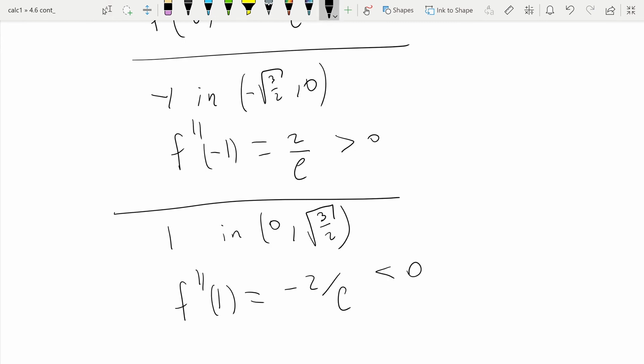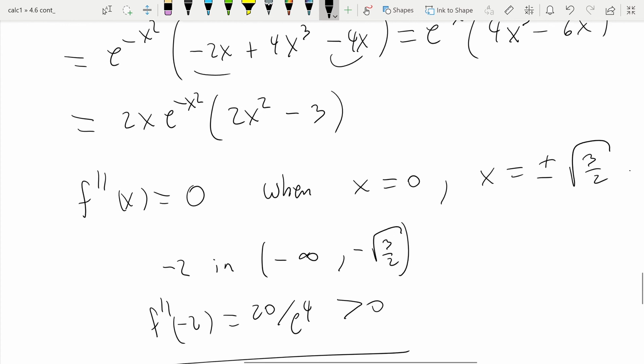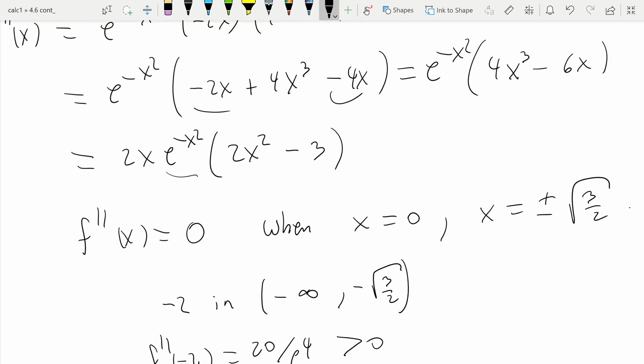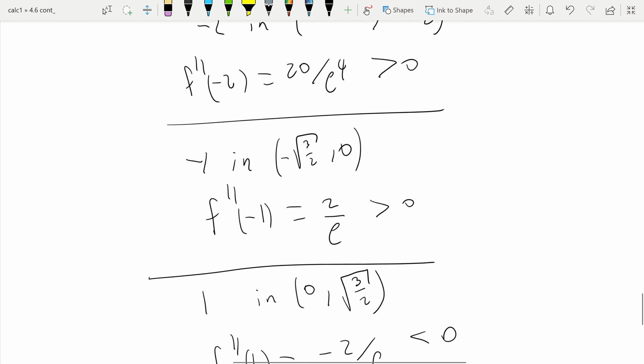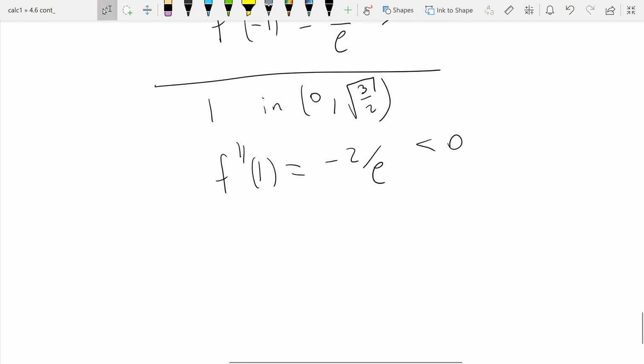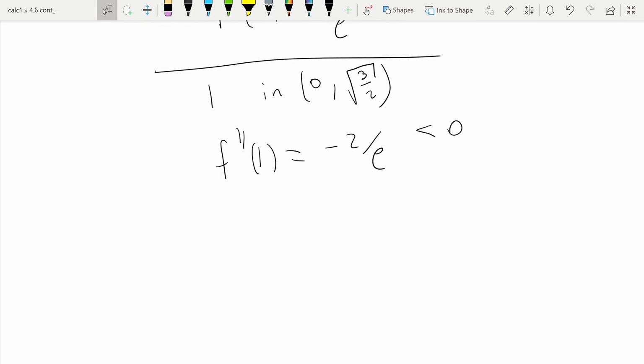Which is less than 0, right? It's exactly the same thing. You just flip the sign, because at minus 1, this remains unchanged. I mean, whether it's 1 or minus 1, this remains unchanged. But here we flip the sign with the factor of x on the right hand side. Okay, so f double prime is negative between 0 and square root of 3 over 2.